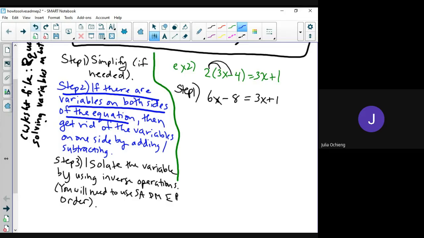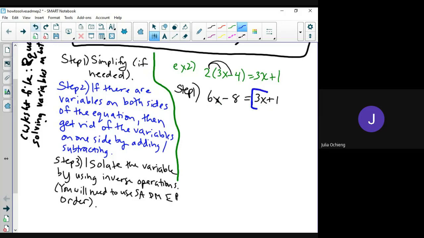Step 2, if there are variables on both sides of the equation, and I look here, are there variables on both sides? Take a look and see if you can see. If there are, then get rid of the variables on one side by adding or subtracting. So if you said yes, there are variables on both sides because there's a 3x and a 6x, you are correct.